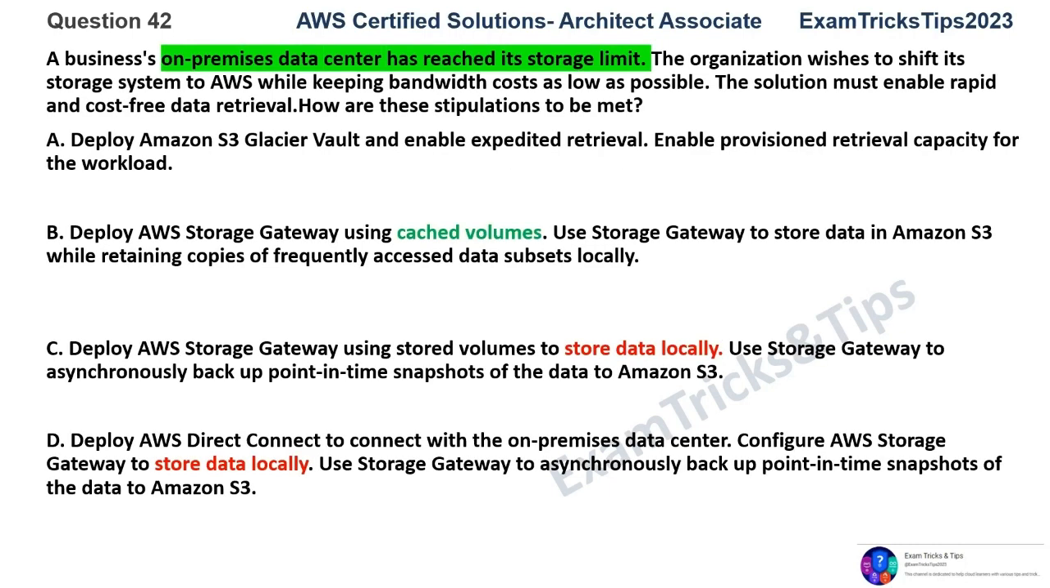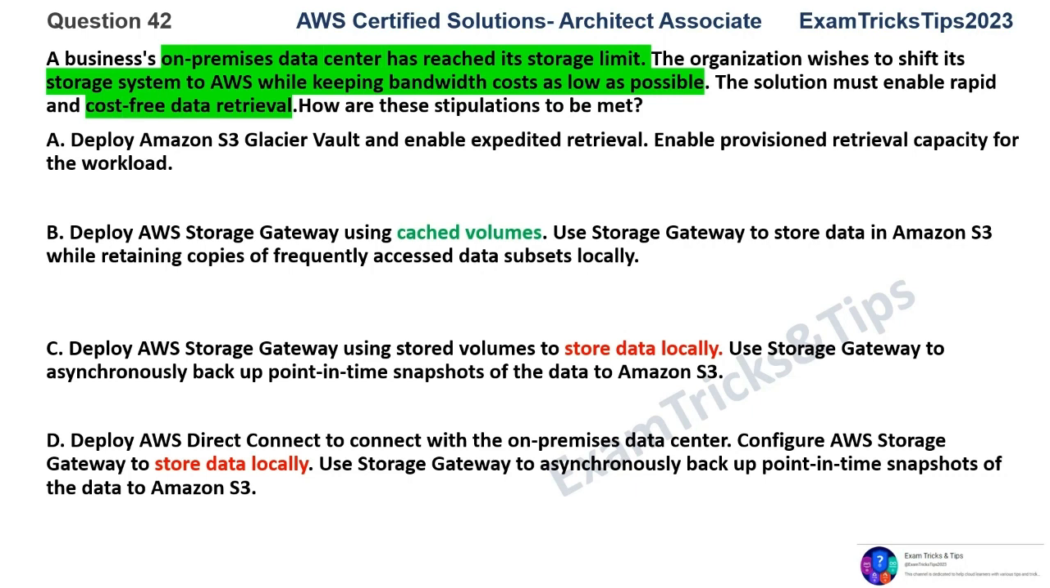So let's look at the main keywords here. We have a situation where we have an on-prem data center and the data storage limit has been reached. The organization wishes to shift its storage system to AWS while keeping bandwidth cost as low as possible. What are the solutions that we should be exploring in this case? I believe we have done a similar problem in the past, but let's go through this. Let's eliminate the wrong options and we'll select the correct answer after that.